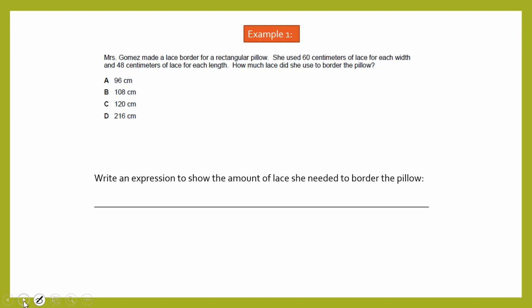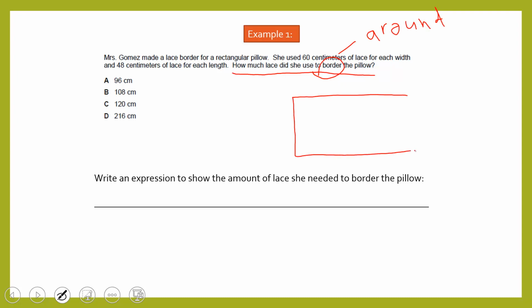So it says, Miss Gomez made a lace border for a rectangular pillow. She used 60 centimeters of lace for each width and 48 centimeters of lace for each length. How much lace did she use to border the pillow? You might notice that it actually does not say perimeter, but the word border reminds me of going around something. It's bordering all the way around the pillow. It's the outside, kind of like a fence.